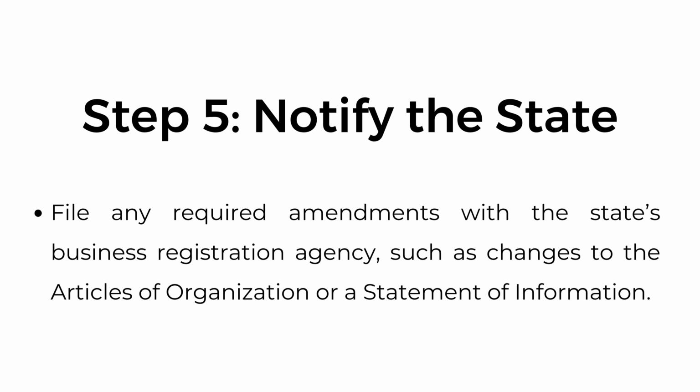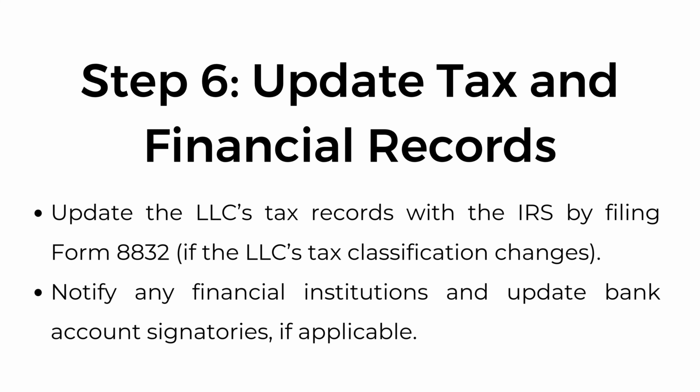Step 5. Notify the state. File any required amendments with the state's business registration agency, such as changes to the articles of organization or a statement of information.